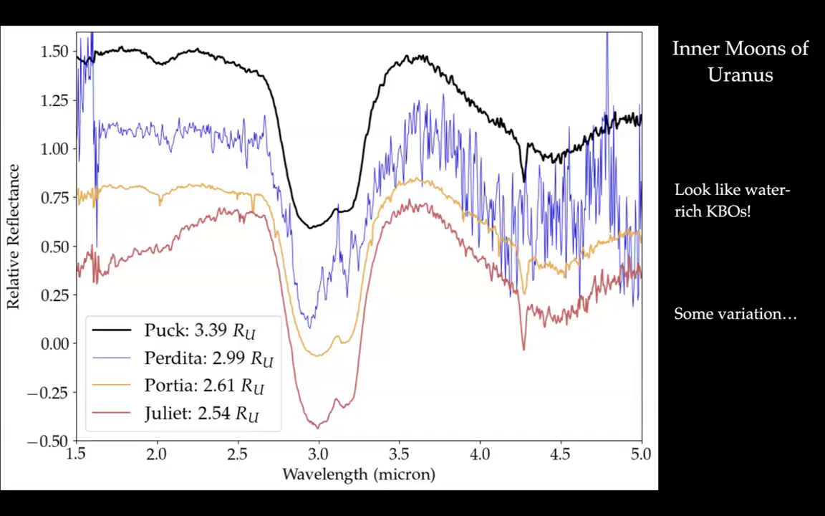The slight trend that you maybe notice is that the Fresnel peak does change between Puck and Juliet. It grows a bit more pronounced on Juliet. So perhaps there's some difference in the microphysics. Maybe Juliet, as a smaller body relative to them, has experienced a more recent collision. Portia and Juliet are associated with a faint ring.